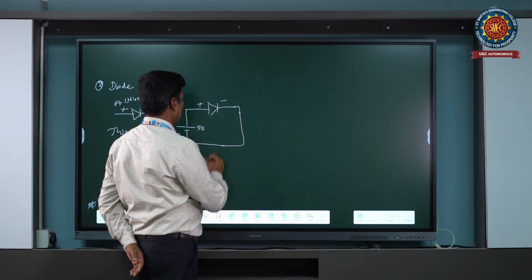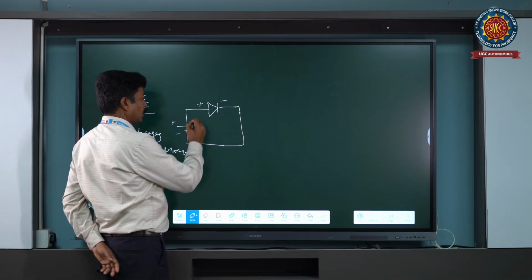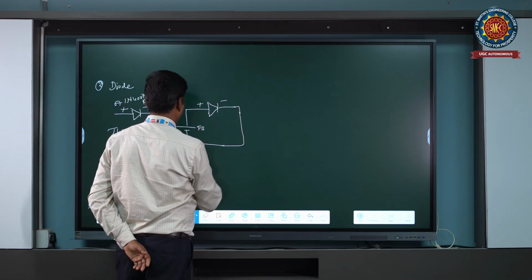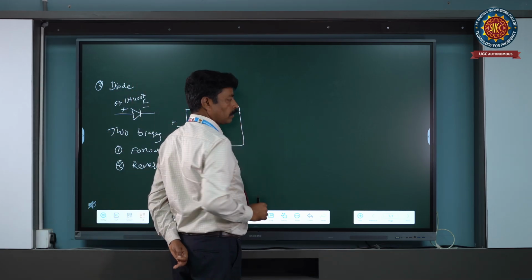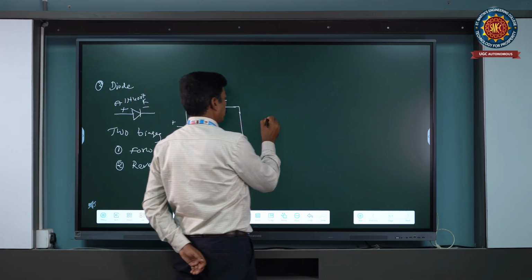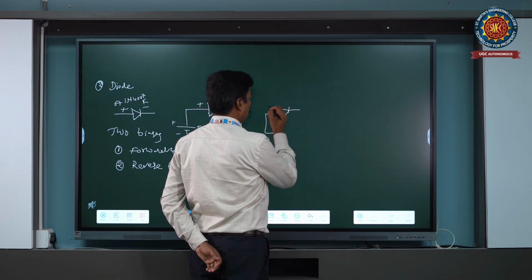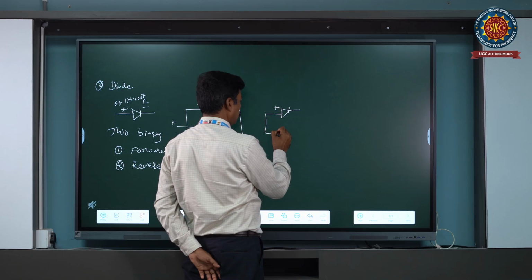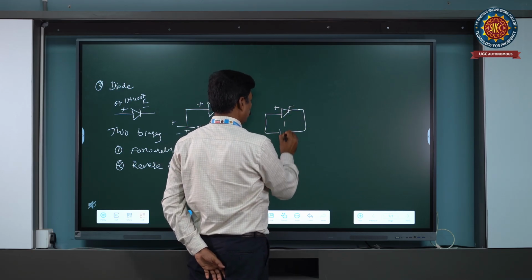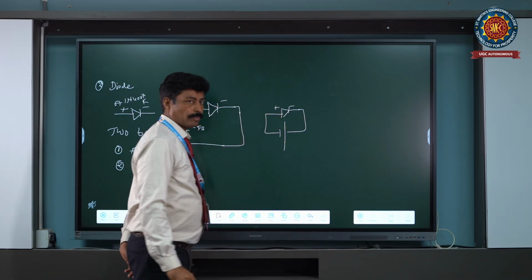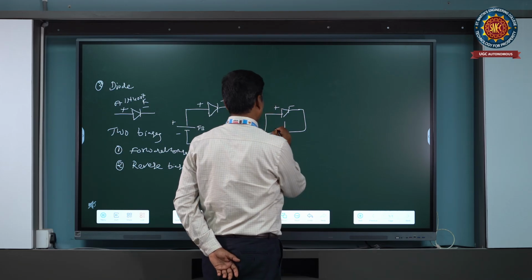That is called forward bias. The diode is in the on condition. Another one is reverse bias. Reverse bias is when the diode positive is connected to the battery negative, and the diode negative is connected to the battery positive. That is called reverse bias. The diode is in the off condition.